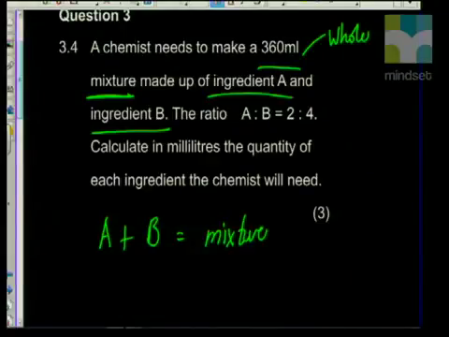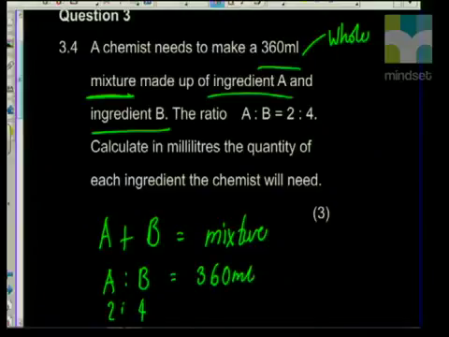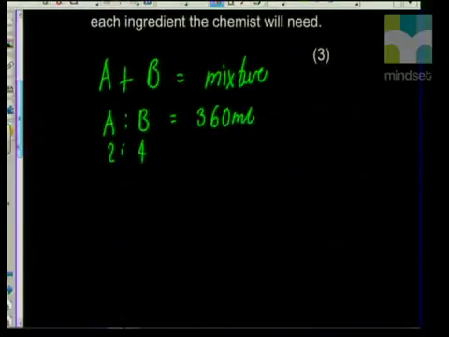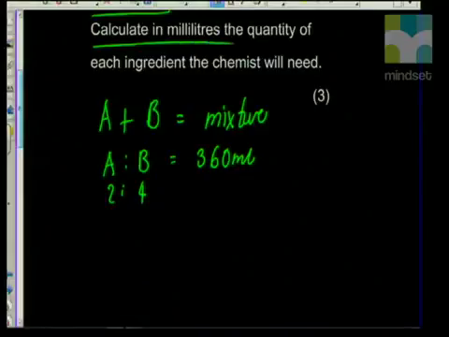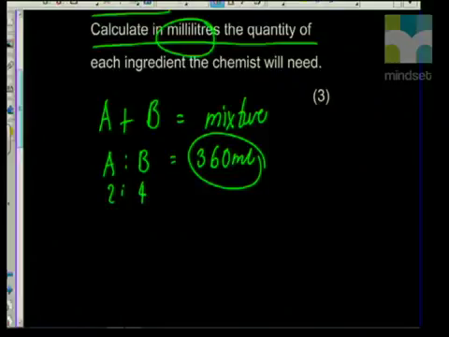Okay, the ratio of A to B is 2 to 4. And my mixture altogether is 360 milliliters. And the question is, calculate in milliliters the quantity of each ingredient the chemist will need. Okay, so our answer needs to be in milliliters. We know the total is 360 milliliters. We need to first work out how many parts there are. If I say 2 plus 4, I get 6 parts.